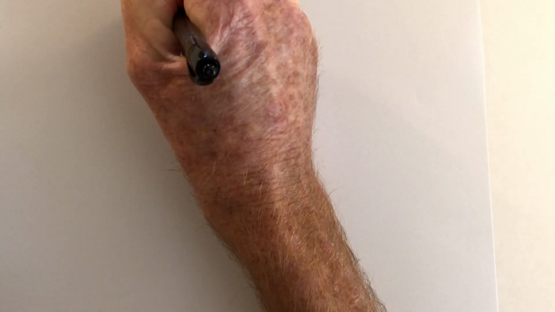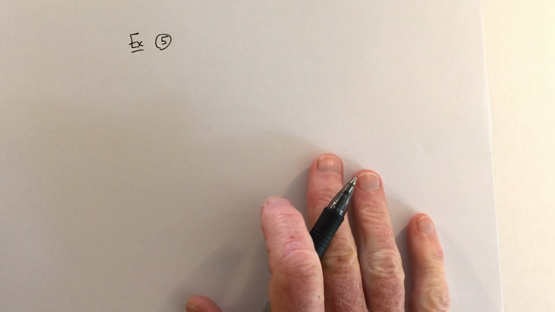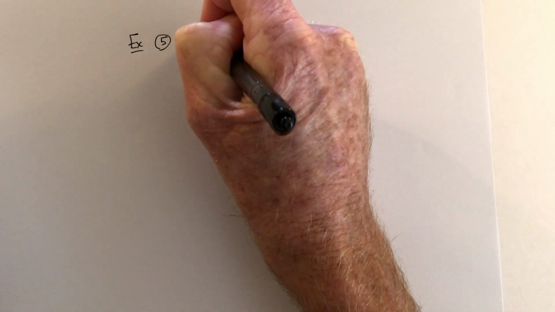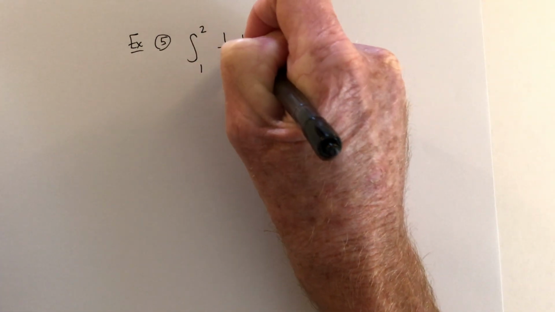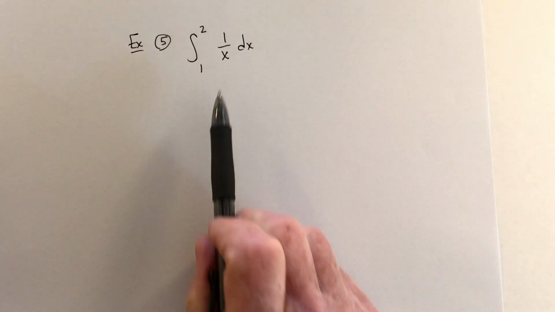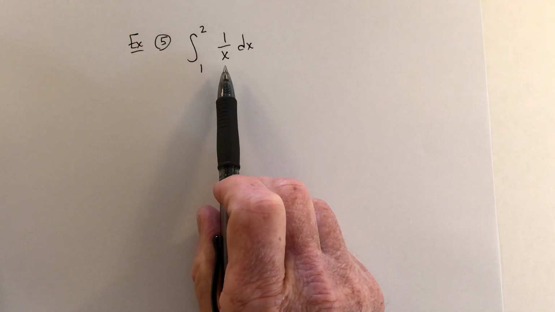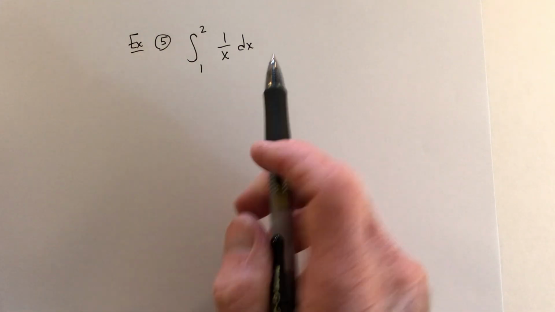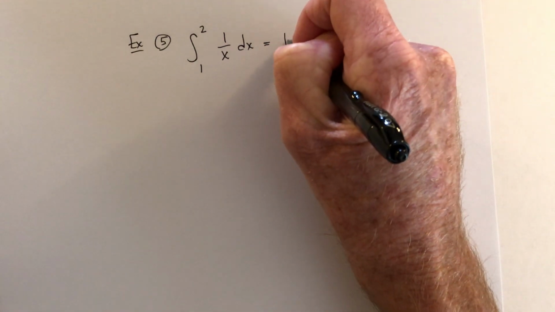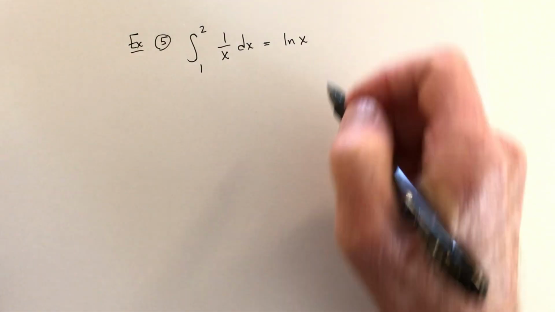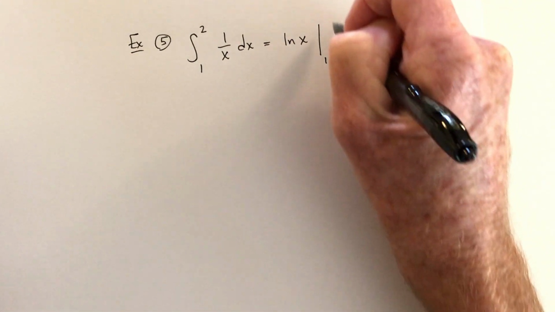And then on to example number 5. Find the antiderivative from 1 to 2 of 1 over x dx. So what's the antiderivative of 1 over x? Well, I seem to remember the derivative of natural log of x is 1 over x, so that means that the antiderivative of 1 over x is the natural log of x. And now just evaluate from 1 to 2.